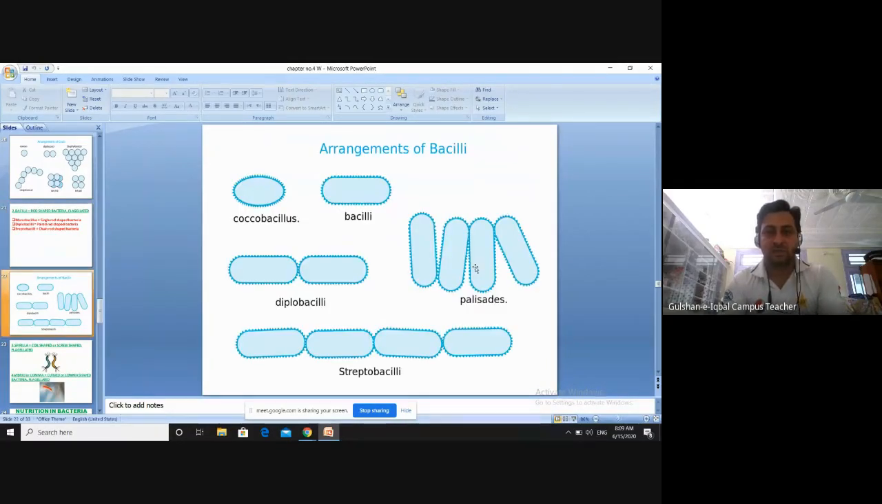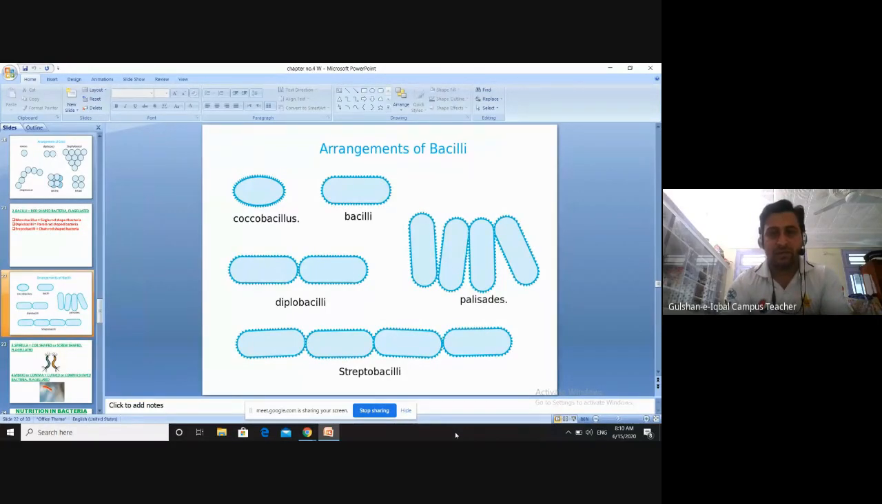These are the bacillus. So we are just going to see the monobacillus. Okay, this one is the monobacillus, this is the diplobacillus, and this is the streptobacillus. Okay, this is the palisade, that is the zigzag, and that one is the cocobacillus, which is round and oval shaped bacteria. But in our book, this one is given, this one is given, and this one is given. So you have to focus on these three.